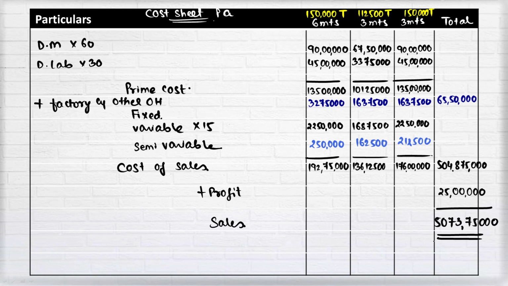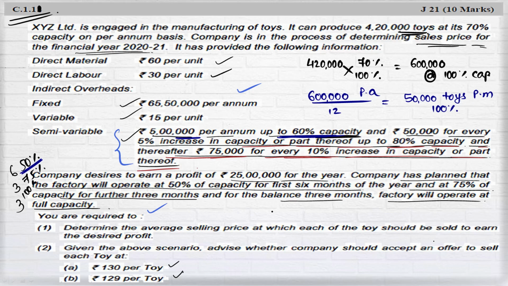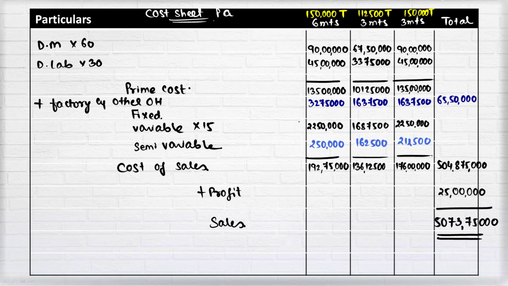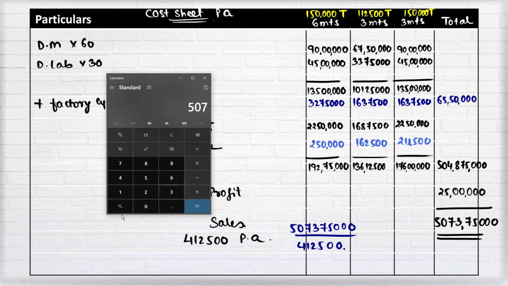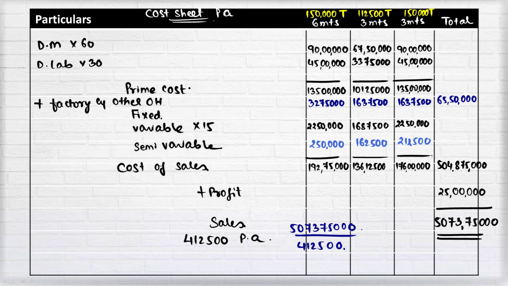And they are also telling me to find out the selling price at which each toy should be sold. So how many toys am I manufacturing and selling? It is 4 lakh 12,500 per annum. So my selling price should be 507,375,000 divided by 4 lakh 12,500. 1230 rupees.